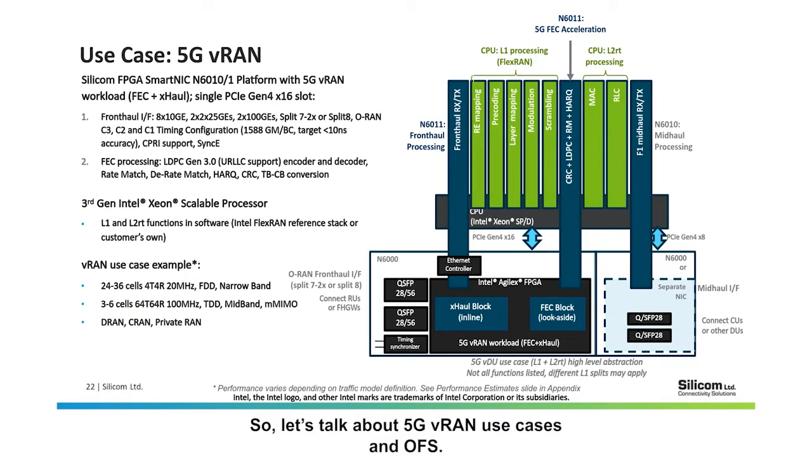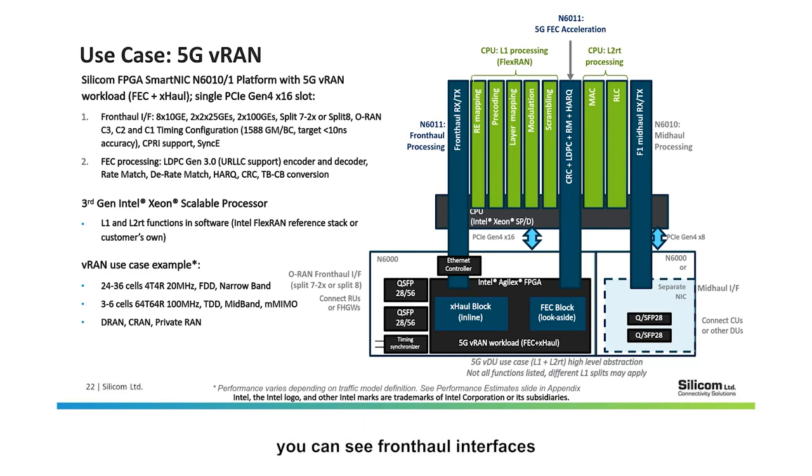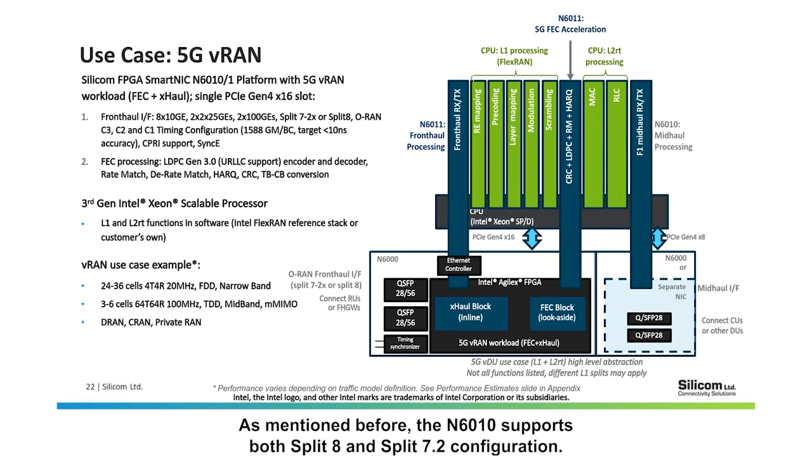So let's talk about 5G vRAN use cases and OFS. This rather busy slide shows how the N6010 is used to provide both FEC and fronthaul processing. If we look at the bottom portion of this block diagram, going from left to right, on the left side you can see fronthaul interfaces used for connecting to the radio units or fronthaul gateway. As mentioned before, the N6010 supports both split 8 and split 7.2 configuration.